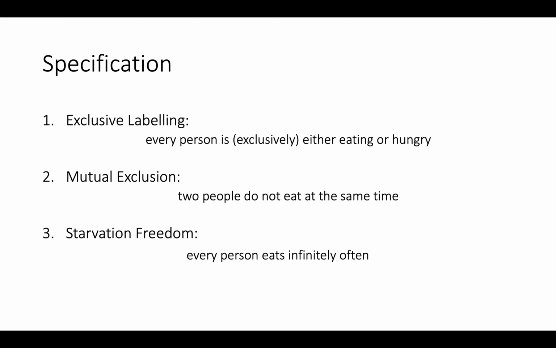Consider these three properties. A. Every person is either eating or hungry. B. No two people eat at the same time. And C. Every person gets to eat perpetually. Observe that the first two are safety properties, while the third one, starvation freedom, is a liveness property.